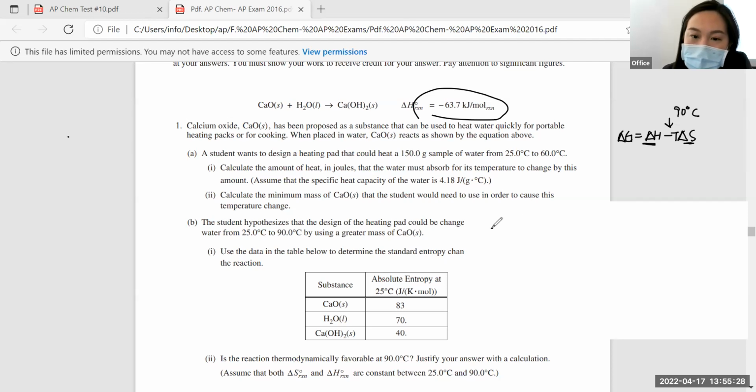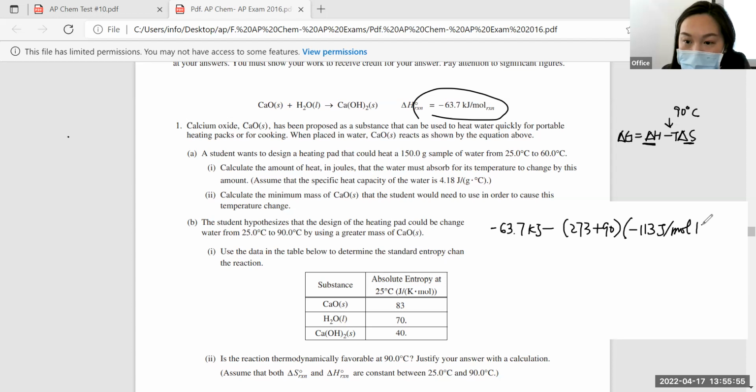Negative 63.7 kilojoules minus T, right? Again, T has to be in kelvins, right? So 273 plus 90. And then what was delta S that we just found? Negative 113 joules per mole Kelvin, right? Entropy and our delta H is a different unit right now, right? So I'm gonna change this to joules.